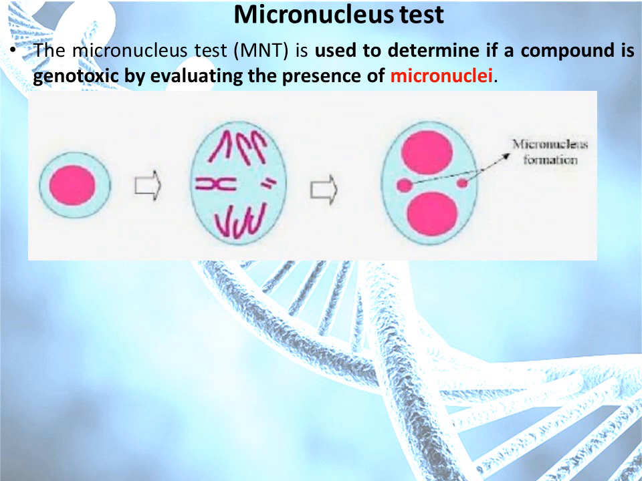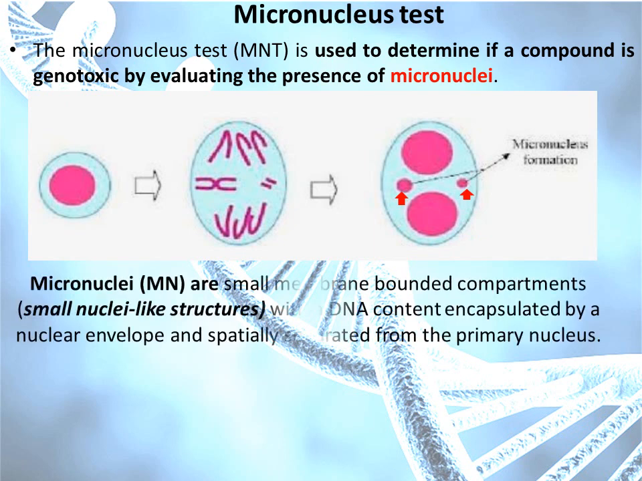This figure here depicts the micronuclei in binucleated cells, as mentioned by these two arrows here. By definition, micronuclei are small membrane-bounded compartments or small nuclei-like structures. They are like normal nuclei, but they differ in the content and they differ in the size, with the DNA content, of course, encapsulated by a nuclear envelope and spatially separated from the primary nucleus.